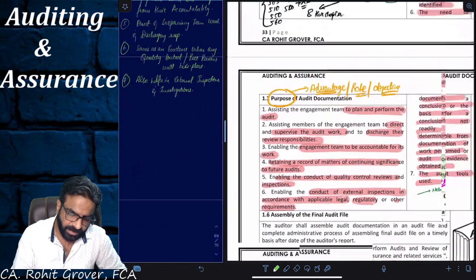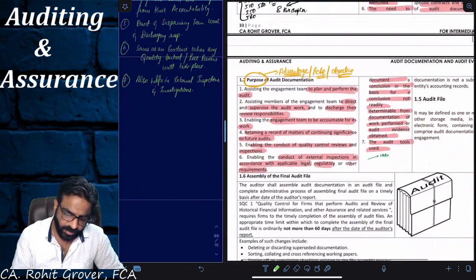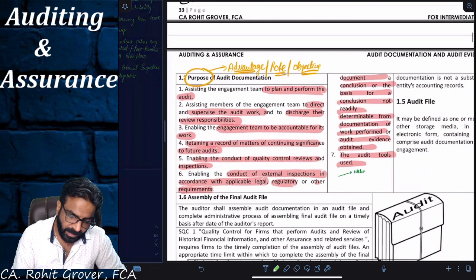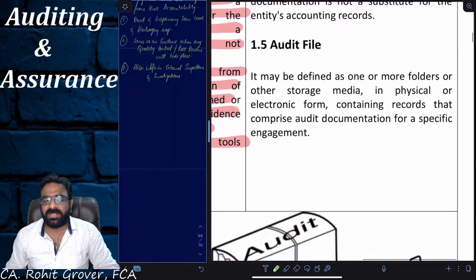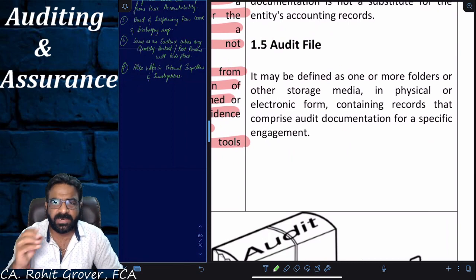What was the topic we are done with? Purpose of audit documentation, everyone. Now, what do you mean by audit file? I already told you. Audit file. Achha, tell me one thing, everyone. What do you mean by audit working paper file?